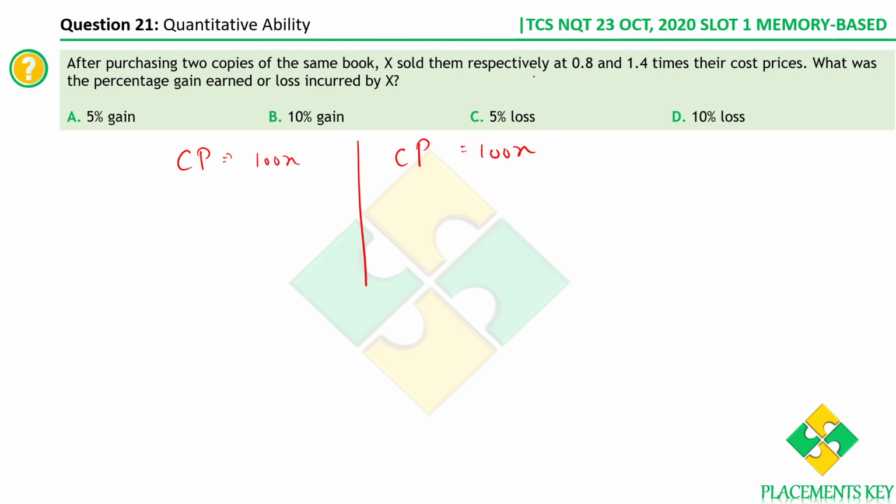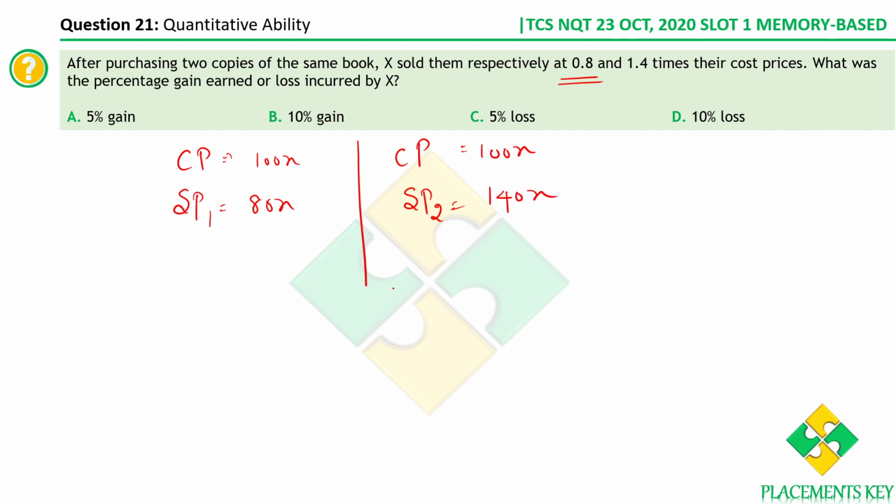Now what happened? He sold one book at 0.8 times the cost price. So what is the selling price of this book? Selling price one is 0.8 into 100x, which is 80x. Similarly, the second book is sold at 1.4 times the cost price. 1.4 into 100 is 140x.